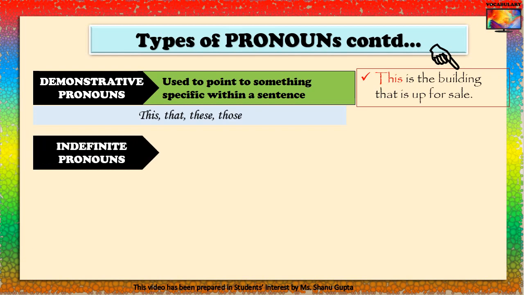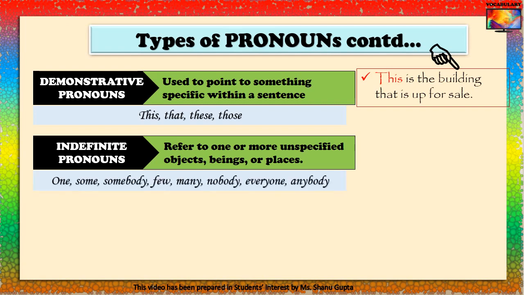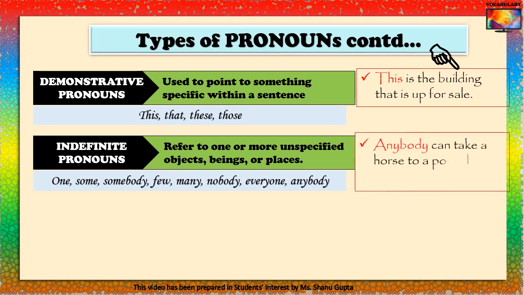Indefinite pronouns. They refer to one or more unspecified objects, beings, or places. One, some, somebody, few, many, nobody, everyone, anybody are indefinite pronouns. For example, anybody can take a horse to a pond, but no one can make it drink. The pronouns anybody and no one are indefinite pronouns.